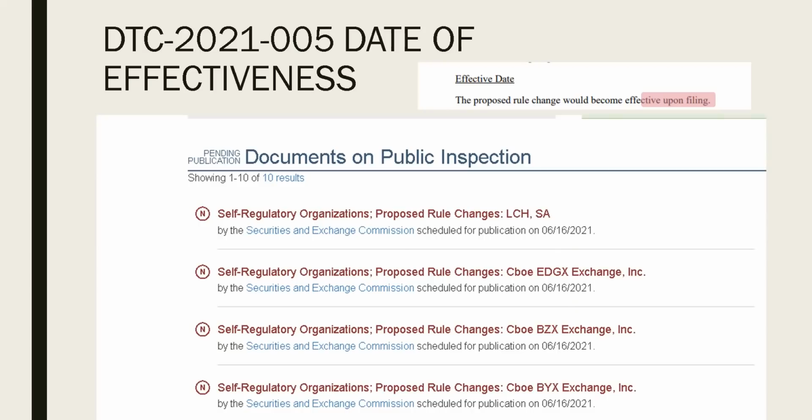Now, we won't know if this is going to be filed until it appears here in the Fed Register. It does say effective upon filing, but you got to remember, until it shows up here in pending publication on the Fed Register, it will not be implemented. It cannot be implemented until it comes here first. So we see here all of these waiting to be published will be implemented tomorrow if they show up on the recently published section of the website.